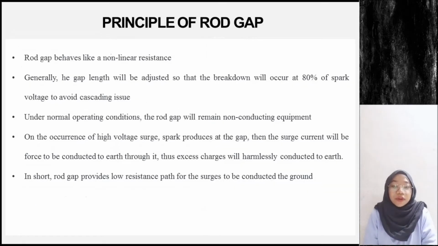Next, we move on to the principle of a rod gap. A rod gap basically behaves like a non-linear resistor. Under normal operating conditions, the rod gap will remain as non-conducting equipment. On the occurrence of a high voltage surge, a spark will be produced at the gap, then the surge current will be forced to be conducted to earth through it. In short, the rod gap provides a low resistance path for the surge to be conducted to earth harmlessly. And normally, the rod gap will be adjusted so that the breakdown will occur at 80% of the spark voltage.